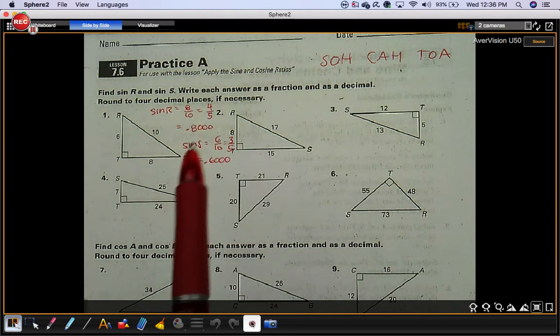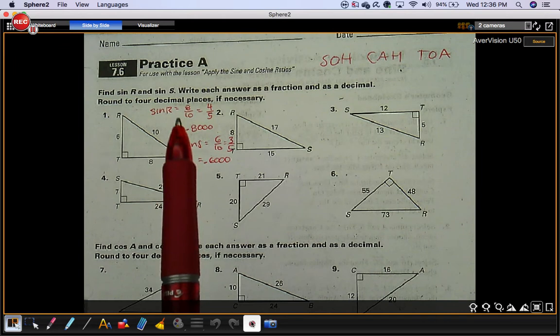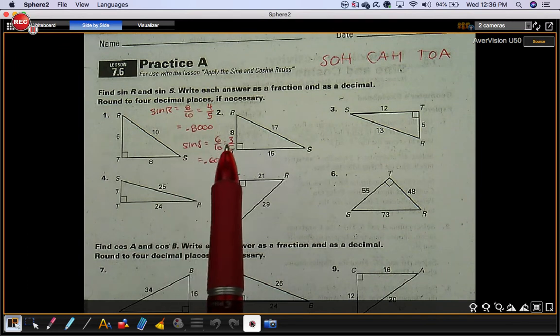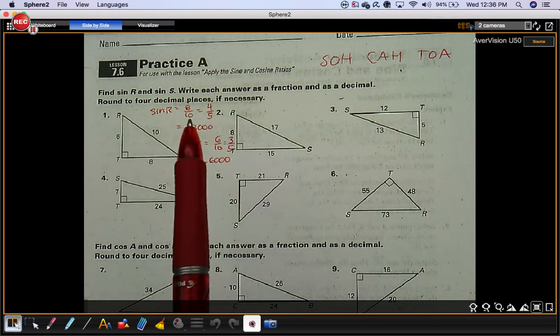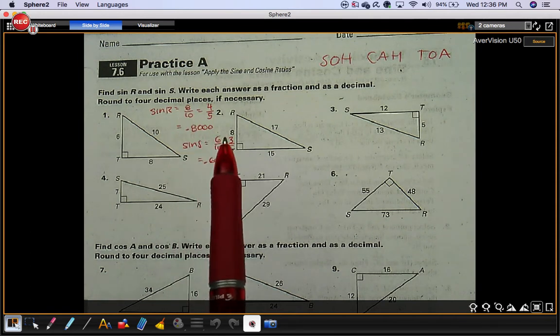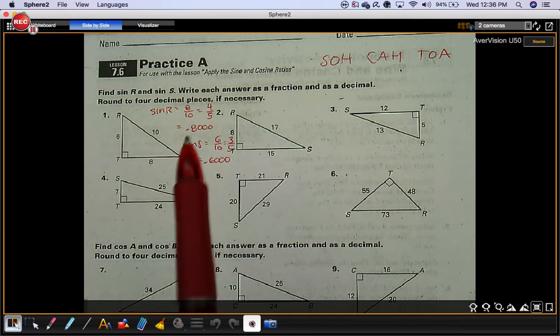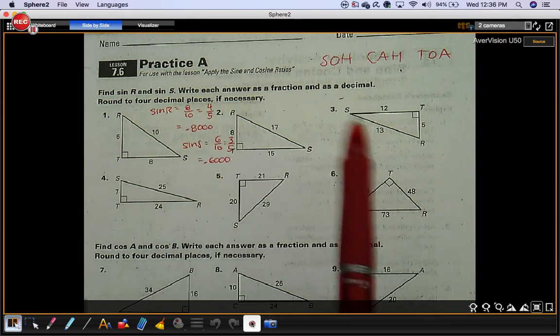So one thing to point out, when you're using sine, the similarity between these two is the hypotenuse is going to be the same number in the denominator for both. The thing that changes would be the length of the leg in the numerator. So that's how you do number 1, and that's how you do the rest of these.